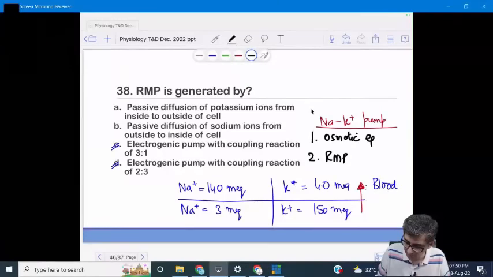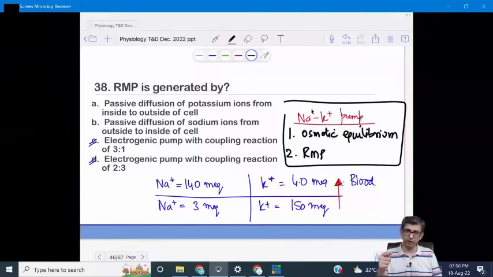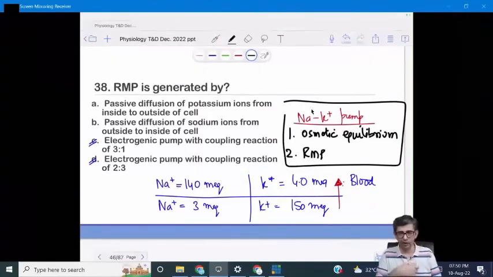The main function of the sodium potassium pump should be answered as osmotic equilibrium. And second is resting membrane potential. Anyway, in this question, even the electrogenic coupling ratio was given the wrong way around, 2:3 or 3:1, both were wrong values. The correct answer for this one is option number A.